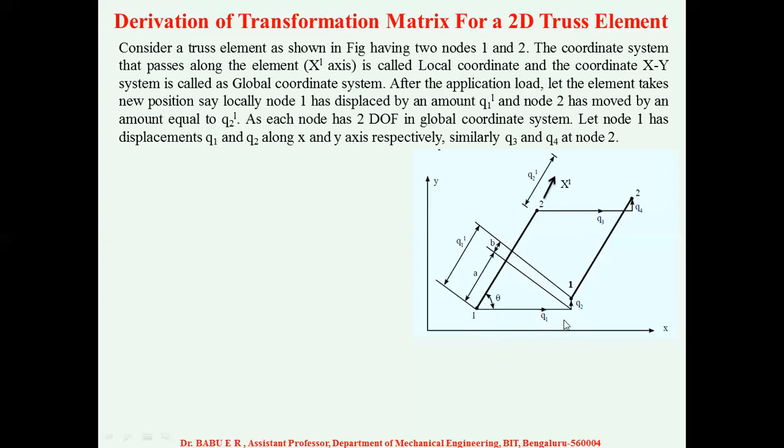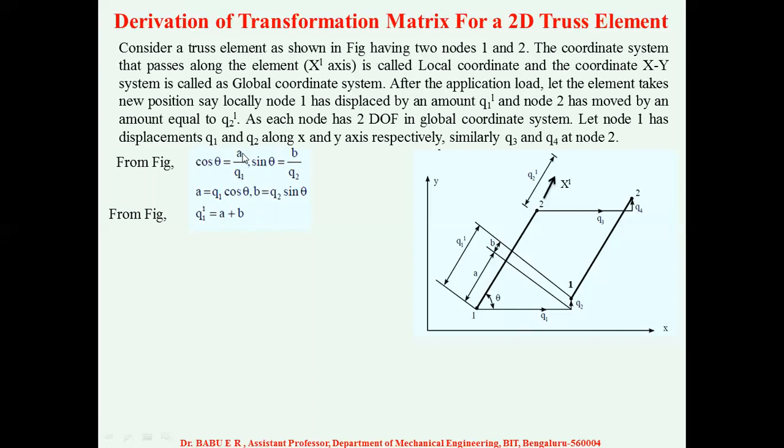Now from the figure, I will draw one line. The distance from here to here I will represent as A, and the distance from here to here as B. Let us assume that the truss element is inclined at an angle of theta with respect to the global coordinate system. Taking the triangle with opposite, adjacent and hypotenuse, cos theta is A by Q1.